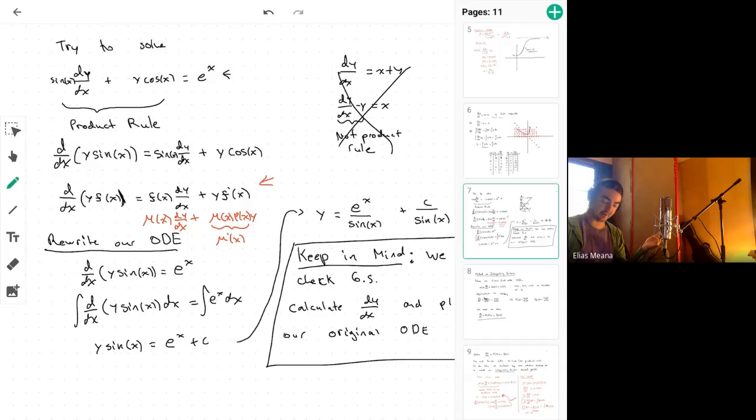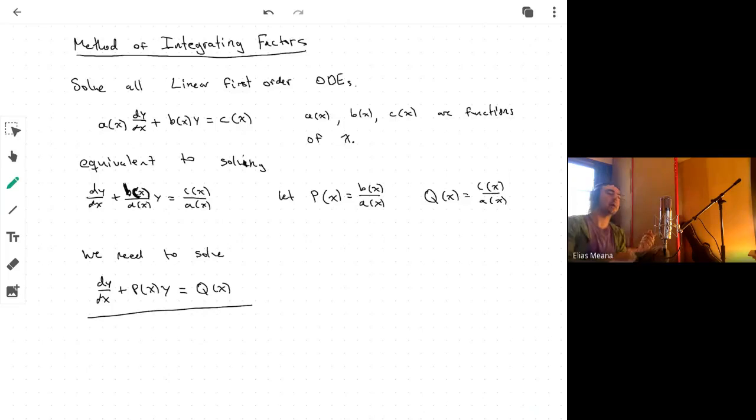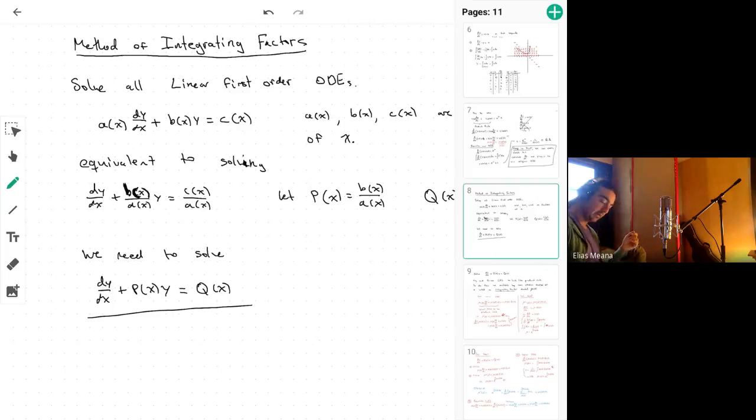And that led us to the method of integrating factors, which is basically to say any equation of the form a dy/dx plus by equals c can be rewritten in the form dy/dx plus py equals q, right? And what we did then, I'll move on to the next page.